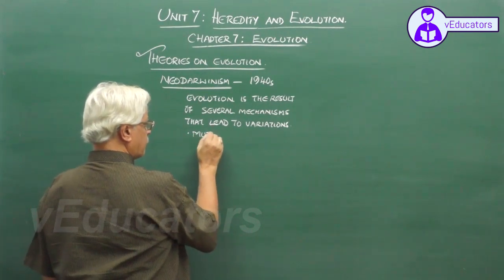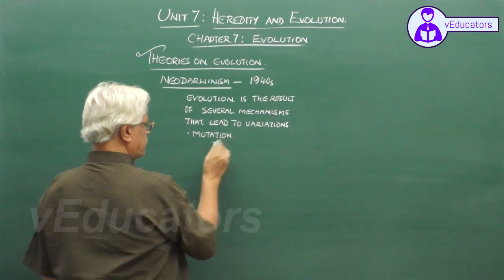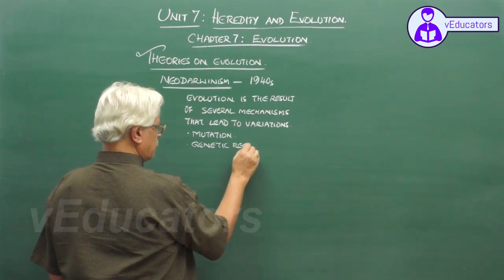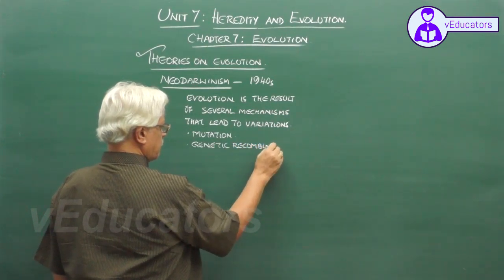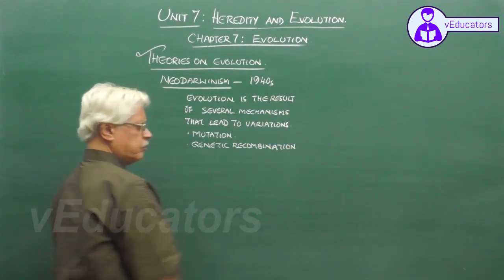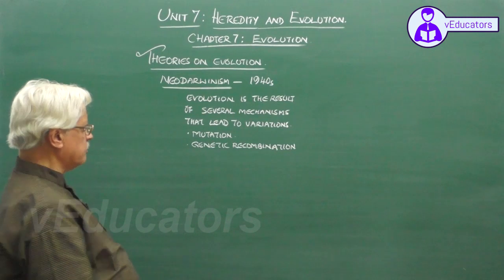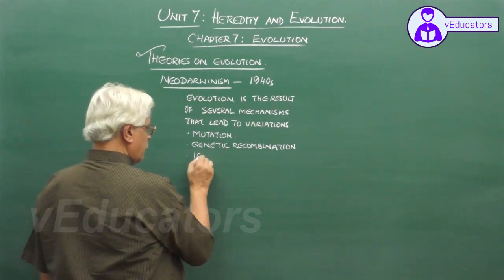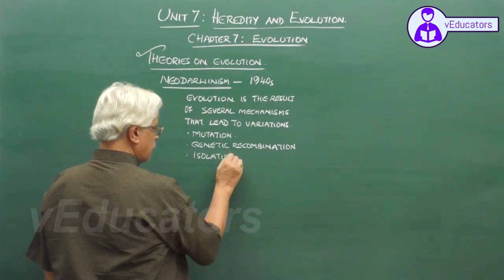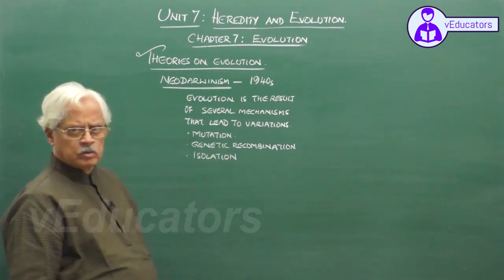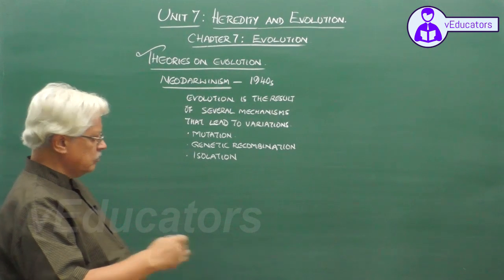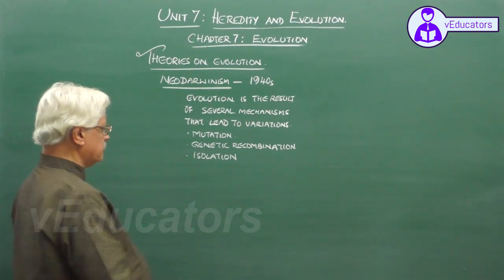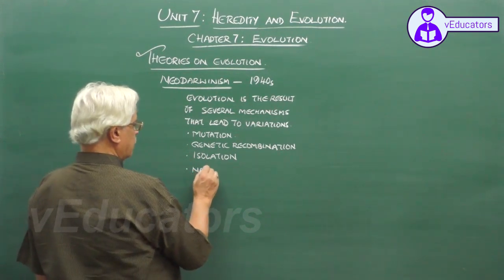It may be mutation, it may be genetic recombination, it may be isolation, individuals in a population getting isolated by barriers, and natural selection.